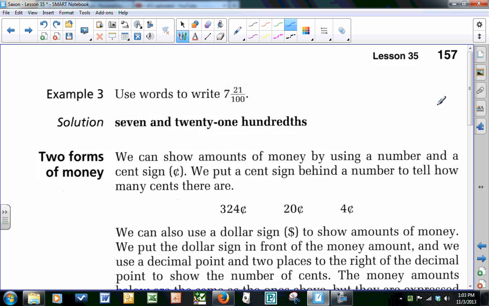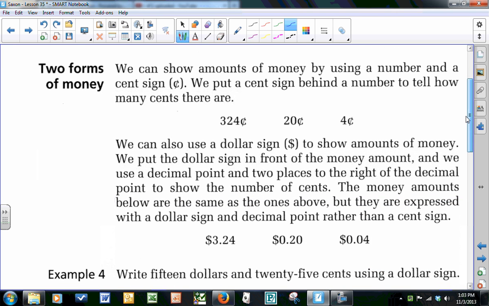Let me clear all the ink there so we can start off with our second learning target right here, two forms of money. So we can show amounts of money by using a number and the cent sign. And we put a cent sign behind a number. Now this tricks up a lot of kids. Sometimes they write the cent sign first and then the amount, but that's wrong. Don't do that. You write the cent sign behind a number, and so you could have 324 cents, you could have 20 cents, or you could have just 4 cents.